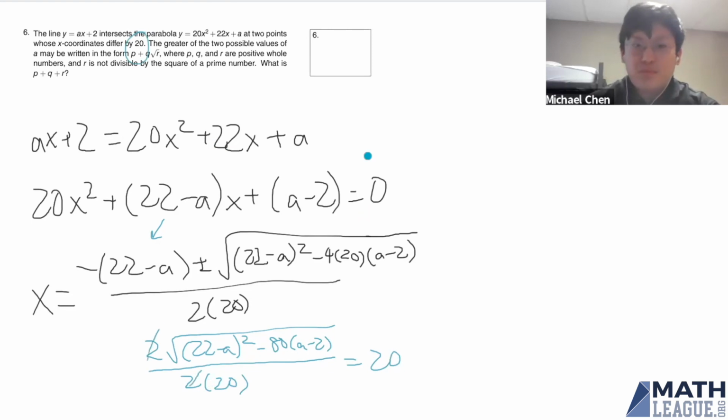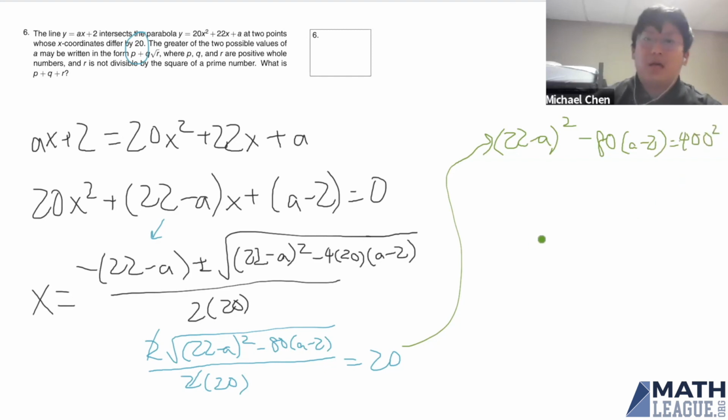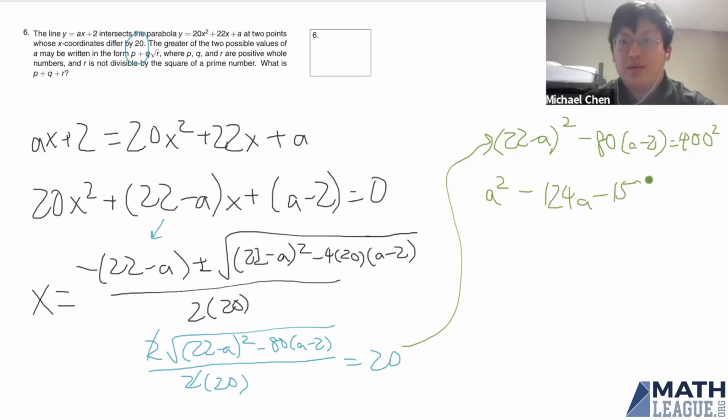If we rearrange and square both sides, that will give us, we'll go to the right column over here, (22 minus a) squared minus 80 times (a minus 2) equals 400 squared. All right, once we rearrange this using algebra, and remember that on the target round you do have a calculator, which makes it easier, we get a squared minus 124a minus 159,356 is equal to 0.